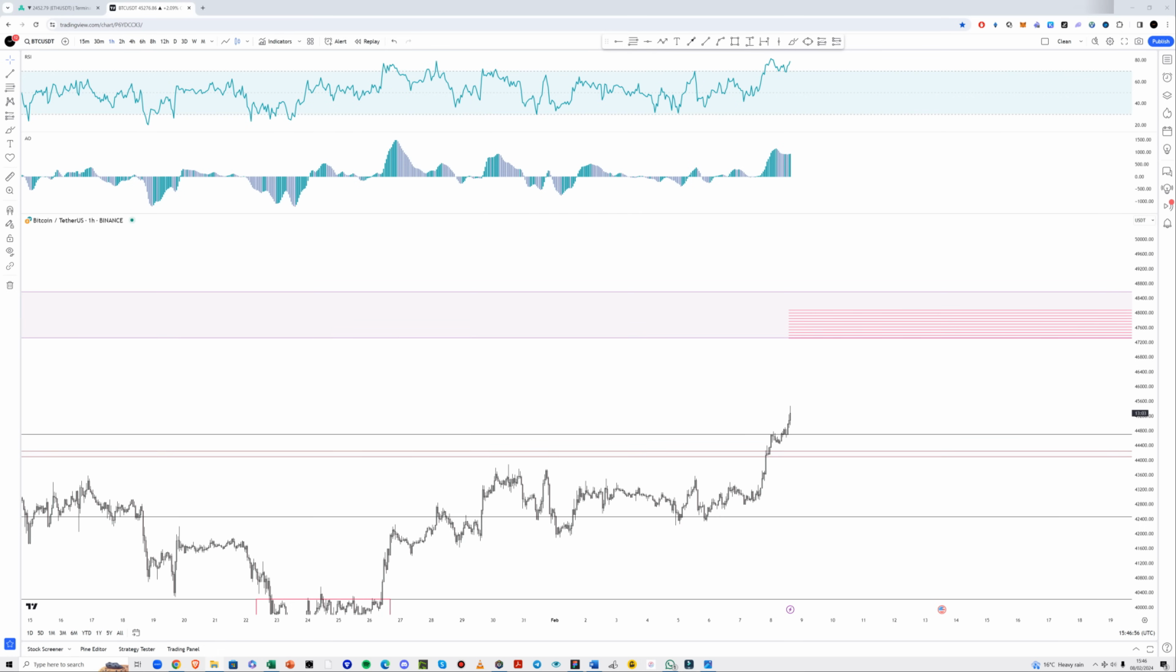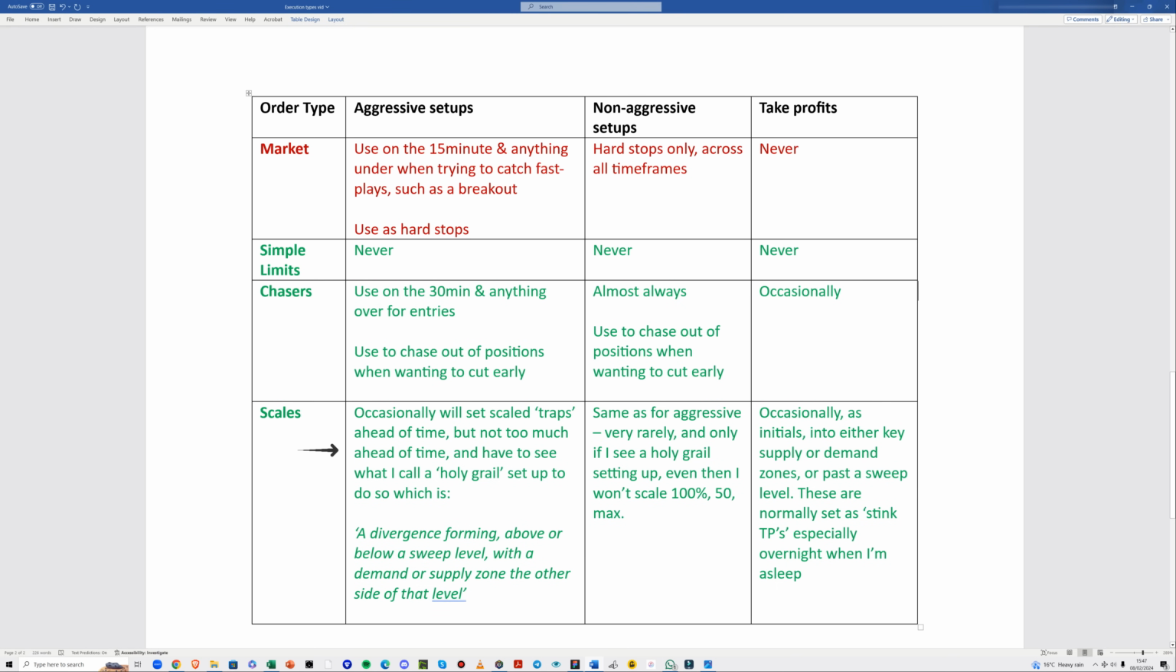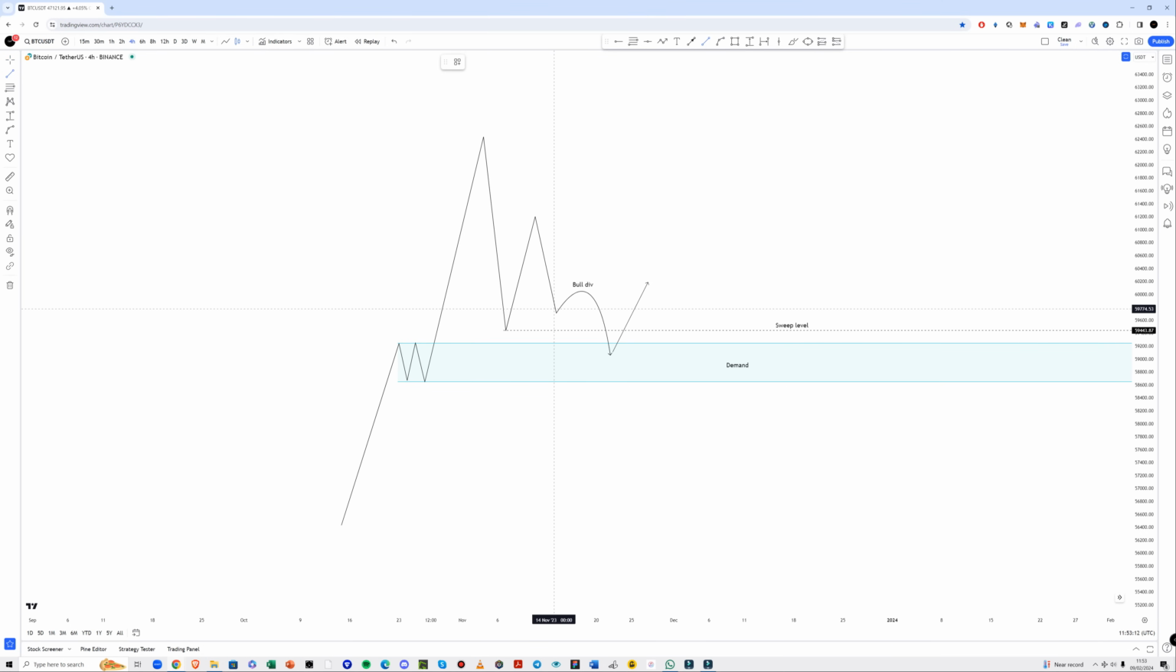Now, my system in particular isn't too inclined to use scales so often. Essentially, that's because I want to be seeing certain things happen in real time to action my trades. So if we just flick back to our table, you can see I've written, occasionally we'll set scaled traps ahead of time, but not too much ahead of time, and have to see what I call a holy grail setup to do so, which is a divergence forming above or below a sweep level with a demand or supply zone the other side of that level. So as you can see, guys, I will potentially set scales, but for very confluent setups.